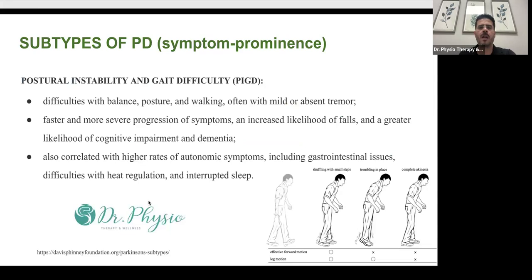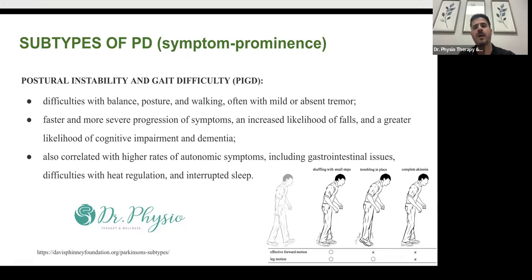The ones that have what is called postural instability gait difficulty, it's called PIGD, okay, are those that have more issues with balance and freezing, okay, with the shuffling, the foot feels like it's stuck on the ground, those things. And those people often have mild or absent tremors and more difficulty with walking, okay? And this kind of the disease shows a faster and more severe progression of the symptoms, because of the gait difficulty, there's more risk of falls, okay?